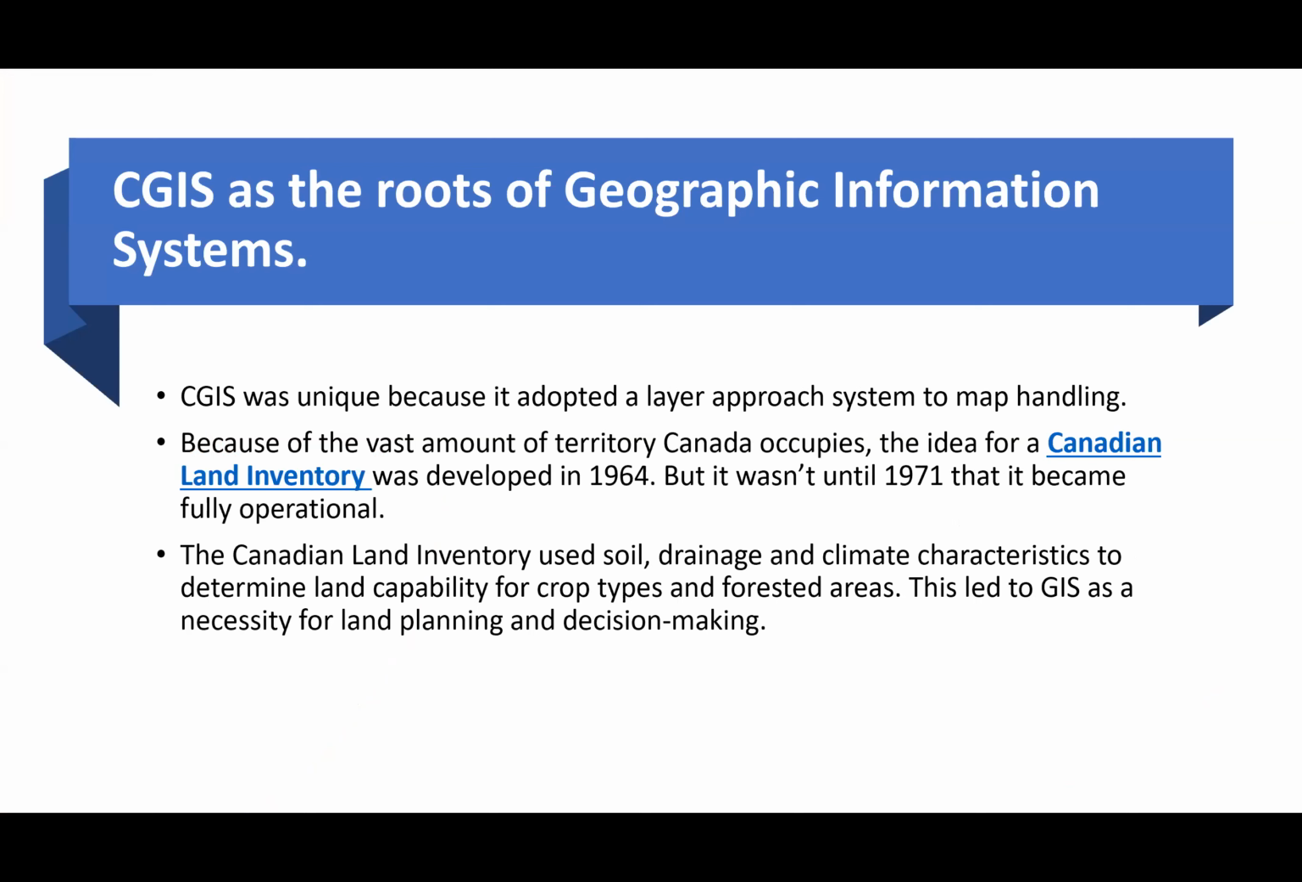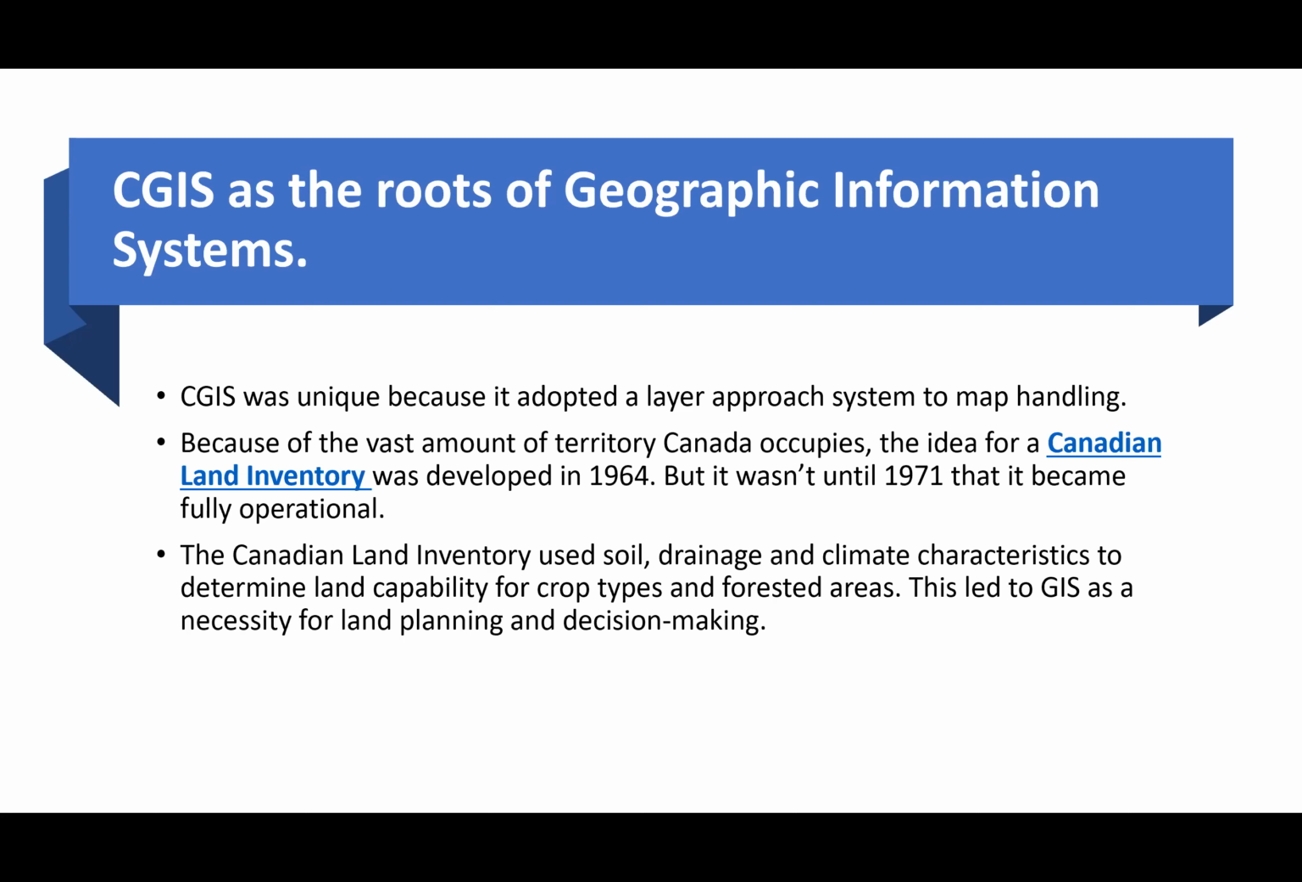Now, if you've looked at a map of Canada, lots of square miles, right? Lots of territory. The idea for Canadian land inventory was developed in 1964. And so how do we take this idea of all of this spatial information and put it into a comprehensive framework? It didn't get fully operational for another 5 or 6 years, but that's because Tomlinson and his team were trying to figure out how to do this work. So they were pioneers because there wasn't a method in place. They were creating it as they went along. What worked, what didn't work, so it was an experiment in itself.